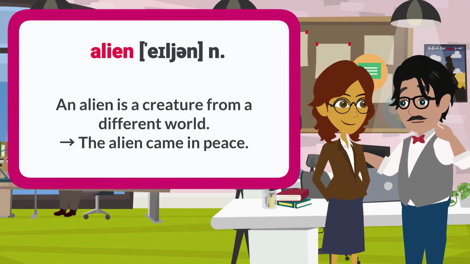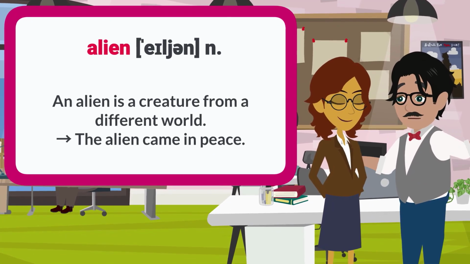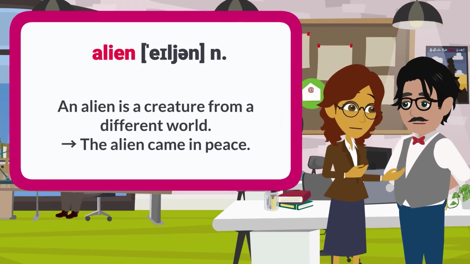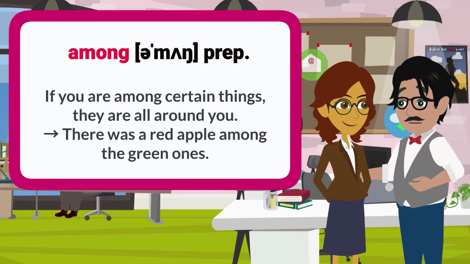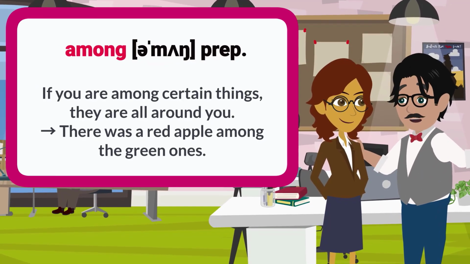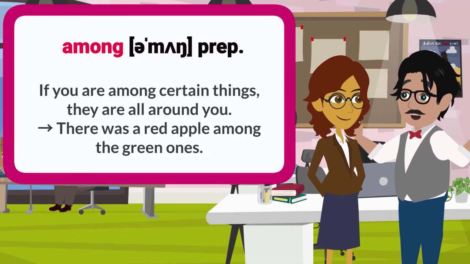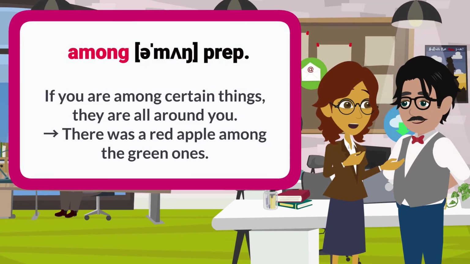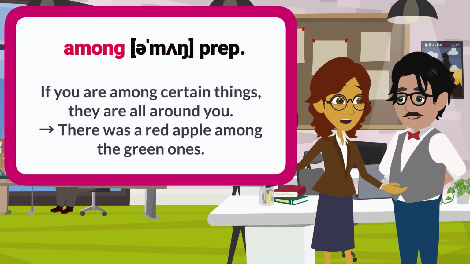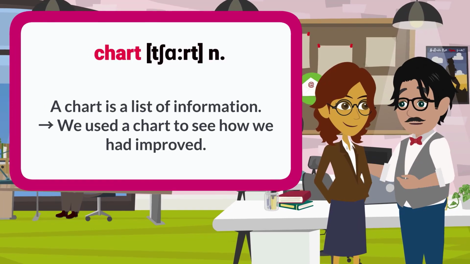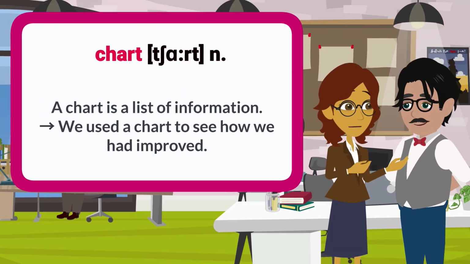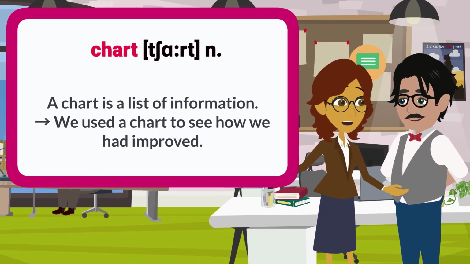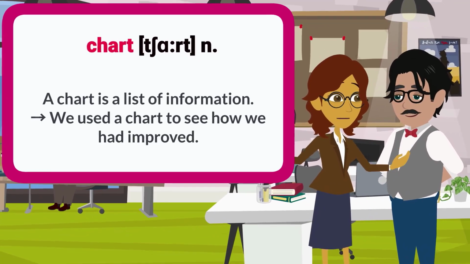Alien. An alien is a creature from a different world. The alien came in peace. Among. If you are among certain things, they are all around you. There was a red apple among the green ones. Chart. A chart is a list of information. We used a chart to see how we had improved.